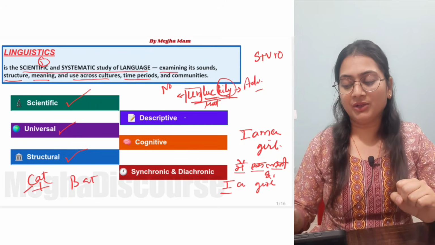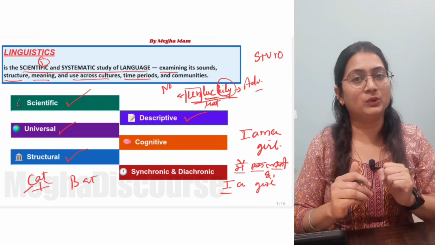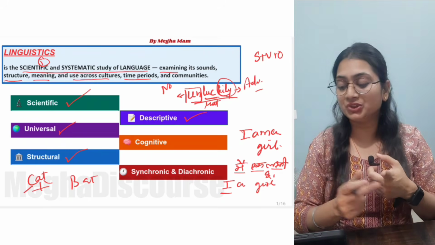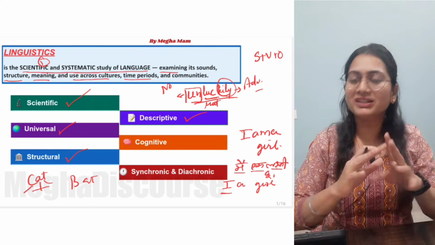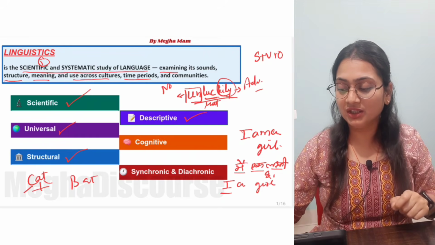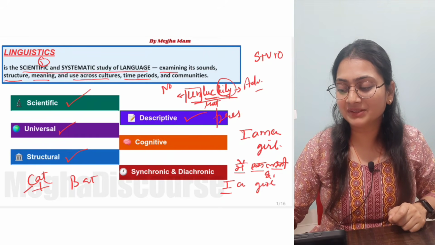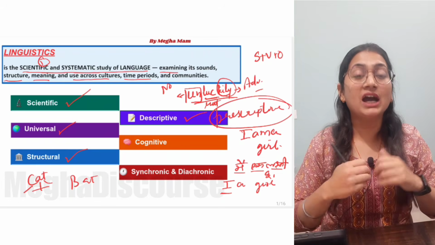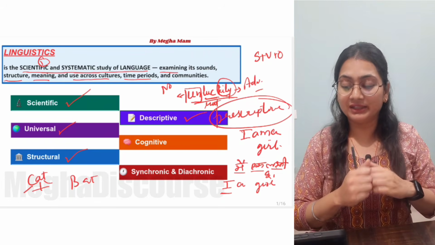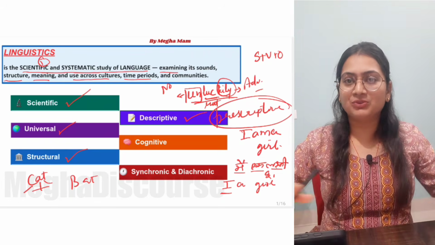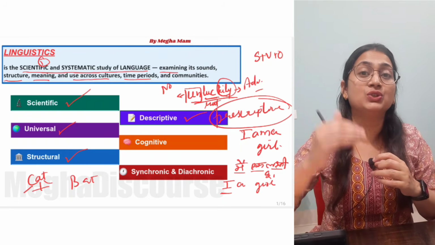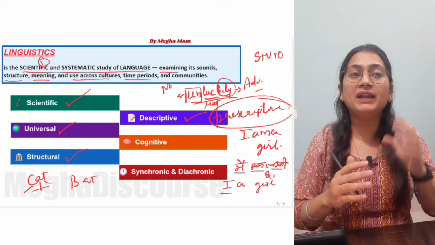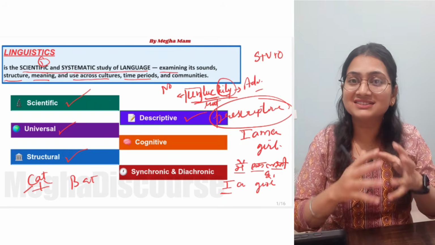Then descriptive. Now we have two approaches. First is the prescriptive approach, and second is the descriptive approach. What is the difference between these approaches? First, let us understand the prescriptive one. Prescriptive means to prescribe something, how we should use language. And descriptive means to describe something, how language is actually used, how people actually use the language. That is called descriptive.